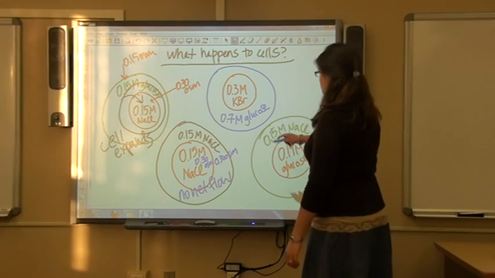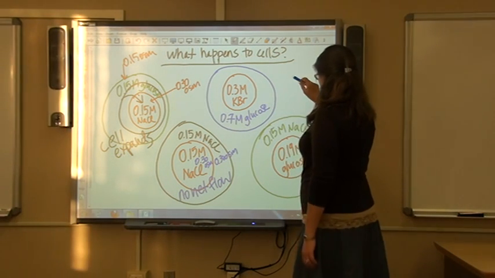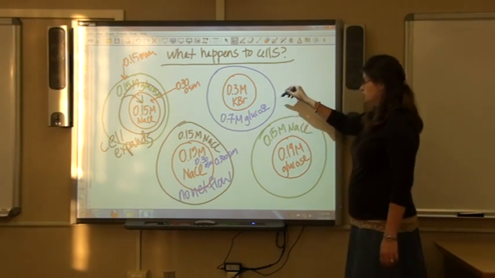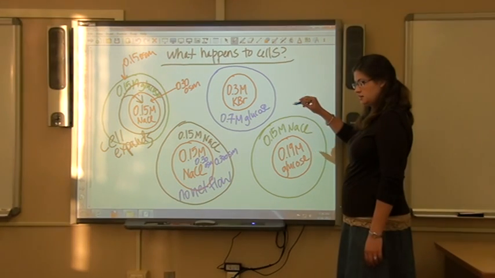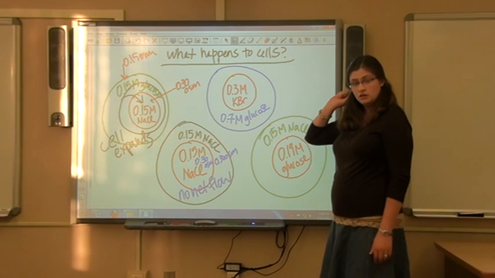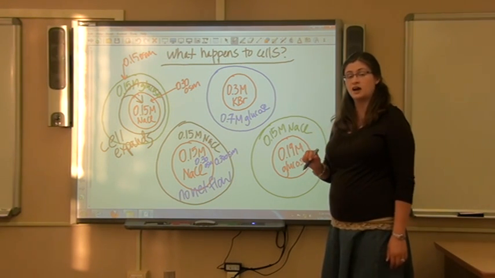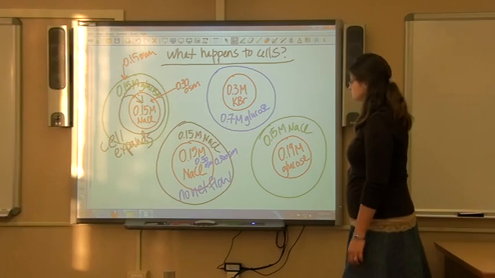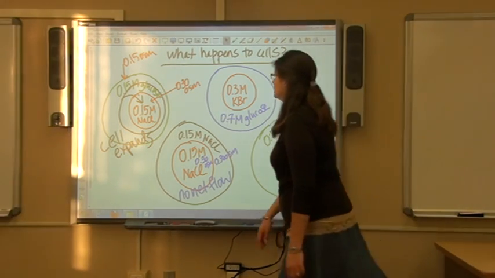Okay, now I want you to answer these two questions, and if you can tell me what happens to both of these two cells and send that to me in an email by Sunday at noon, I will give you 2 extra credit points on homework number 4.